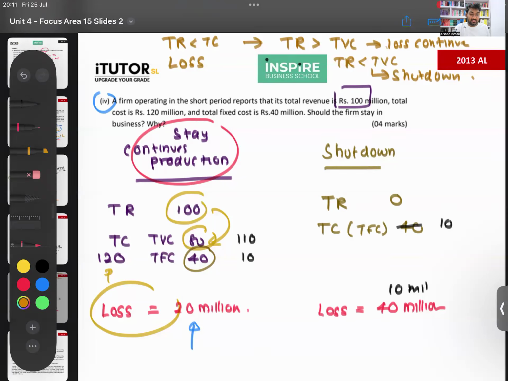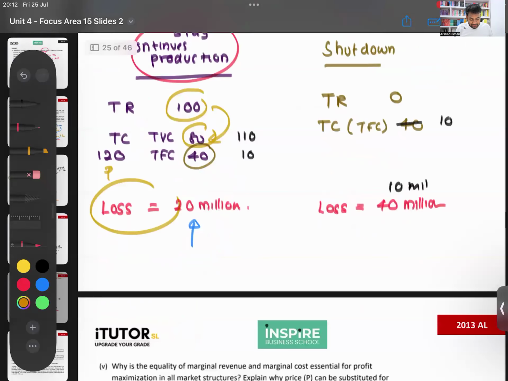No, only saying cover the TVC is not enough because they have given numbers here. You have to calculate and show. That's why they're giving you numbers in this question. So you have to calculate and show, okay, if they stay, how much profit they make. If they shut down, how much profit they make, in other words, loss they make. And then say, look here, this is the story. Okay, done. Okay, next one.